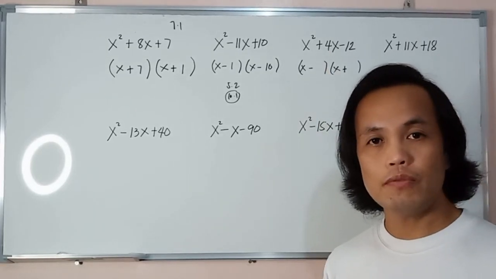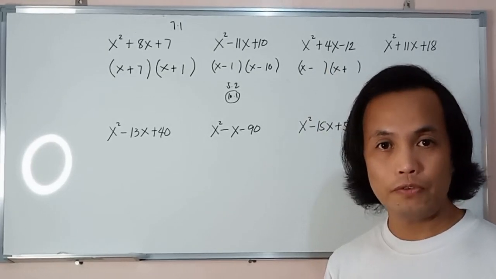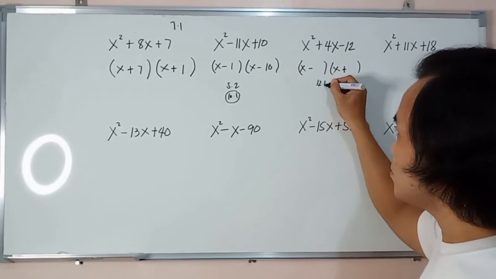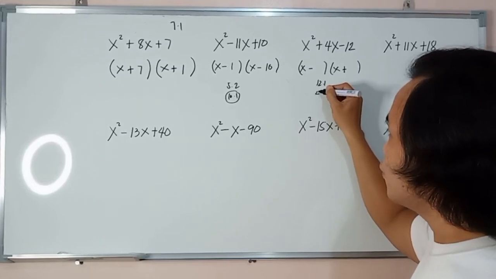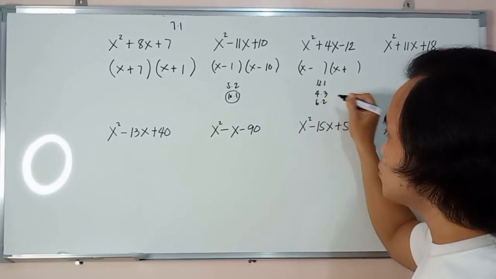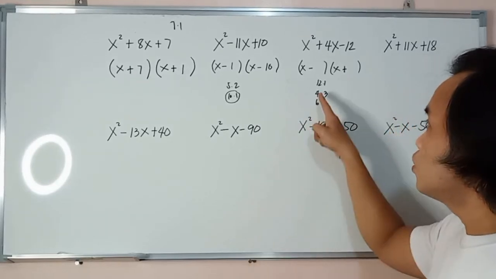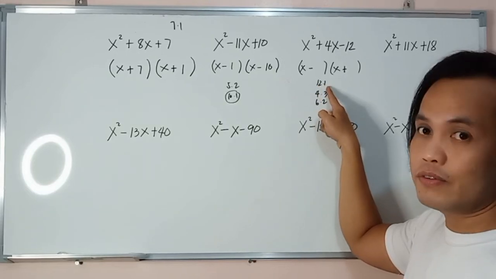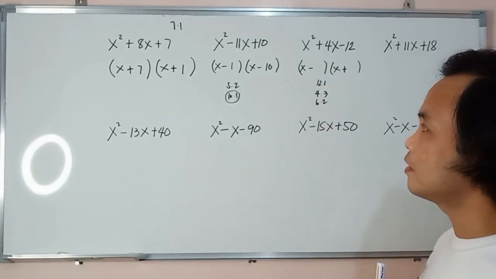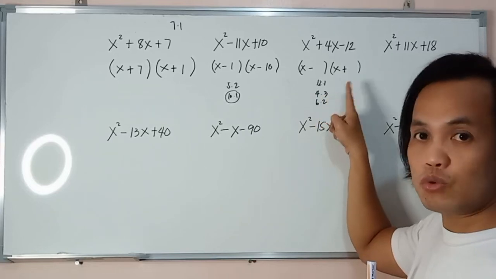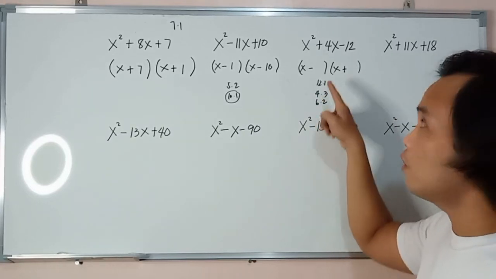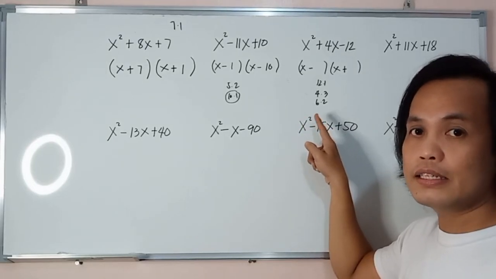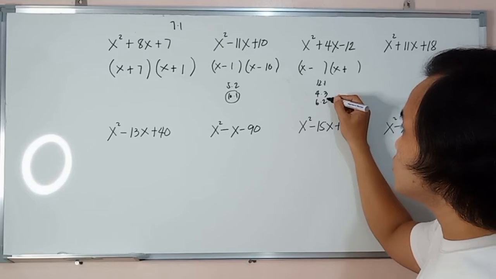So we get the factors of 12 that when subtracted will give us 4. So what are the possible factors of 12? We can have 12 times 1, 4 times 3, and 6 times 2. 12 times 1 is 12, but 12 minus 1 is 11, so we cannot use this factor. 4 times 3 is 12, but 4 minus 3 is 1, and we are looking for 4. Another is 6 times 2 is 12, and 6 minus 2 is 4. So we can use these factors.